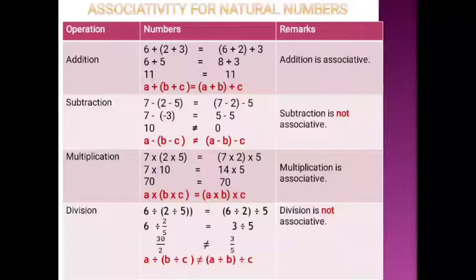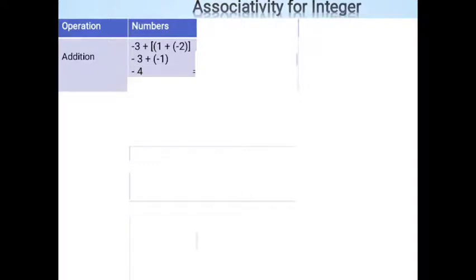Let us now check associativity for integers for the addition operation. Let's take a look. Negative 3 plus (1 plus minus 2) can further be written as minus 3 plus (1 plus into minus will be minus 2). So 2 minus 1 will be 1, sign of greater number. Further, after solving, we have the answer as negative 4.